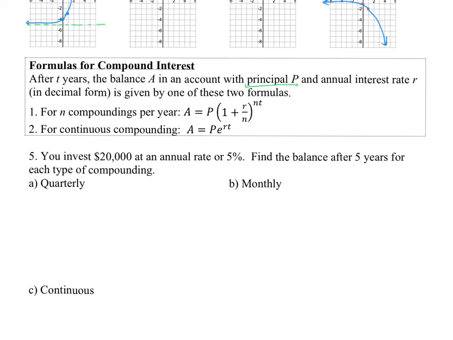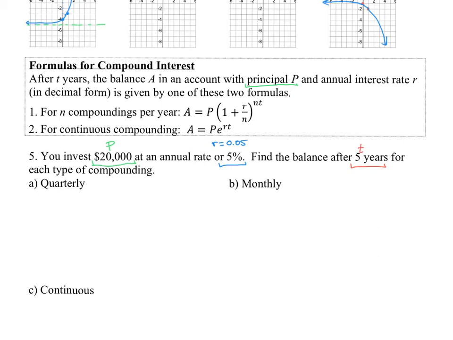Okay, the first one, let's see. You invest $20,000. Okay, that's the amount you're putting in. That's your principal. Your annual rate, that should say of 5%. So that's my rate. As a decimal, 5% would be 0.05. Okay, find the balance after 5 years. Okay, 5 years is going to be my time, for each type of compounding.